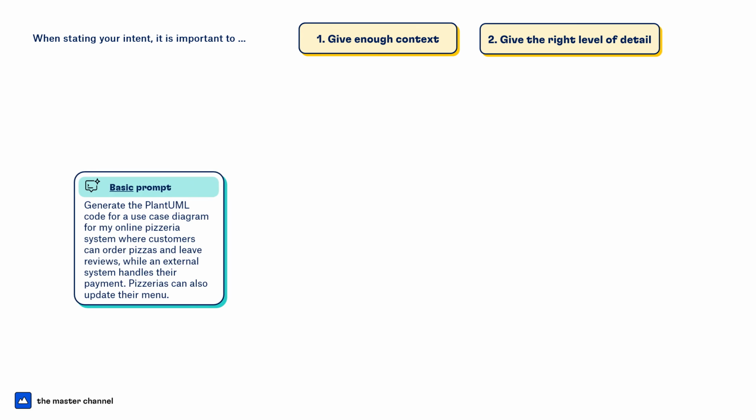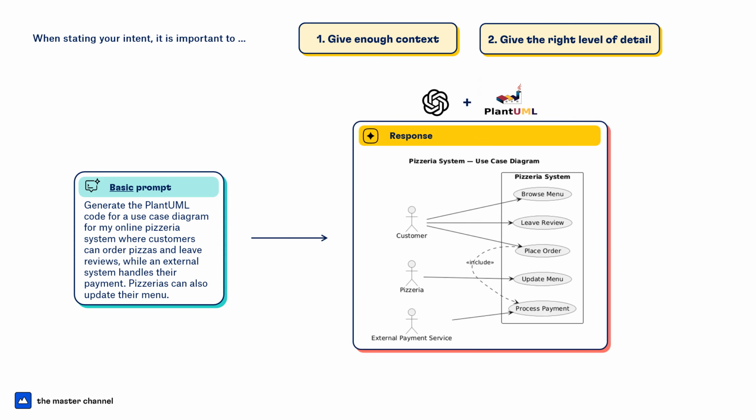Let's start with a basic prompt, where we explain our system at a high level, without much context or detail. We ask ChatGPT to generate PlantUML code for a use case diagram for my online pizzeria system. After asking ChatGPT to generate the code and feeding it into PlantUML, the result is a fairly basic diagram, one that still contains several unclear elements and that may miss important steps.